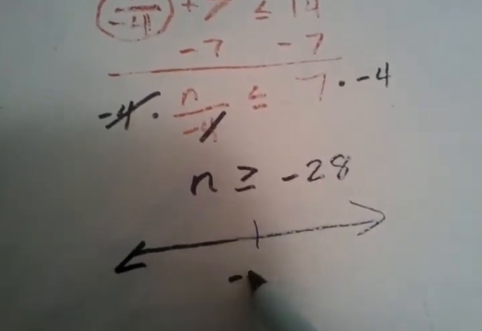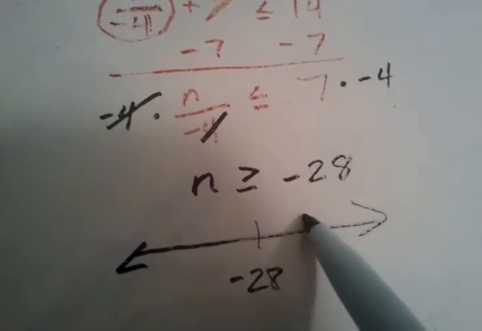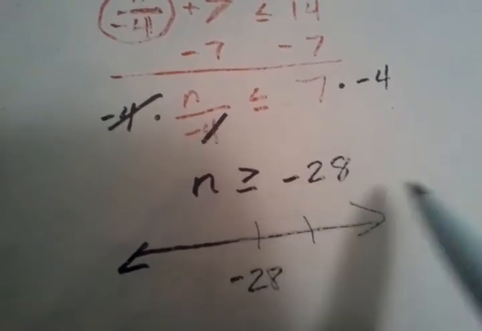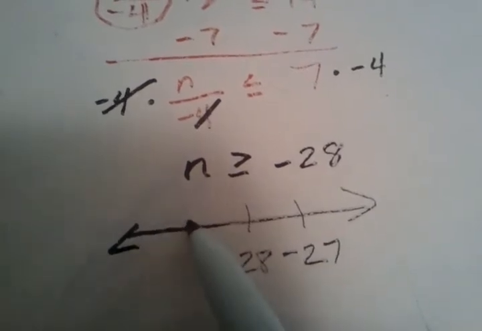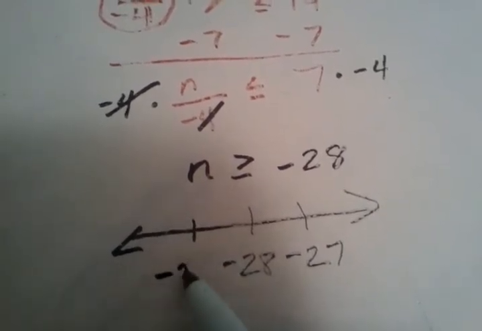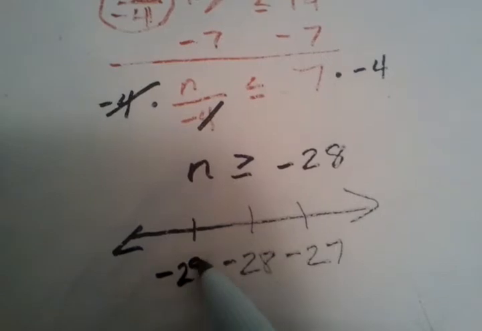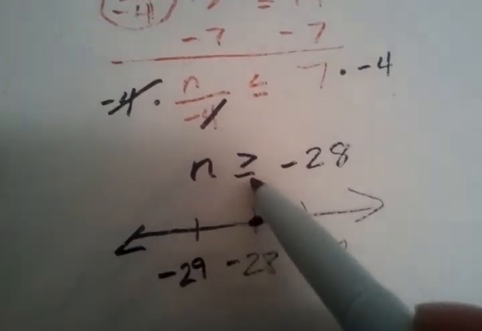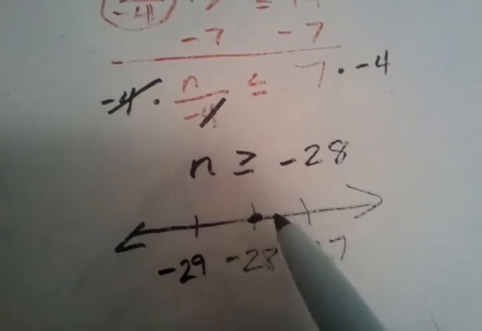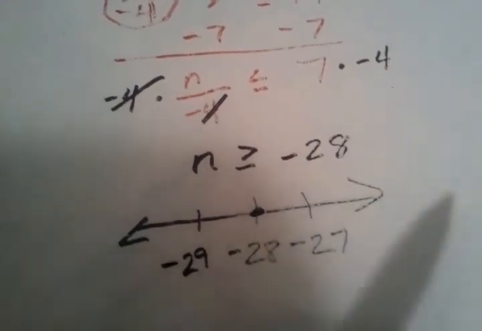So think about the number line. -28 would be here. If we're going towards 0 this way, this would be -27. And right here would be -29. On top of the 28 would be a closed circle because of the equal to part. And it says greater than. Going towards 0 would be towards the right.